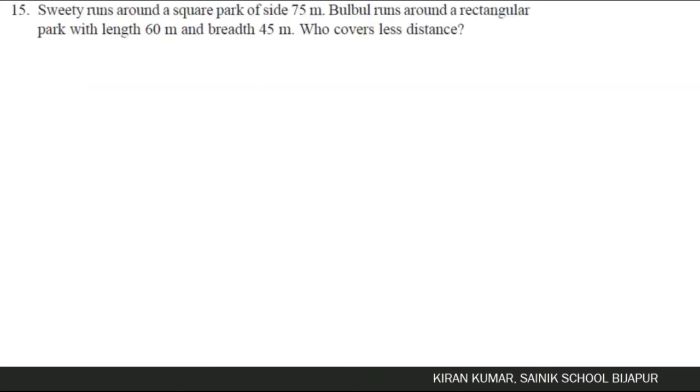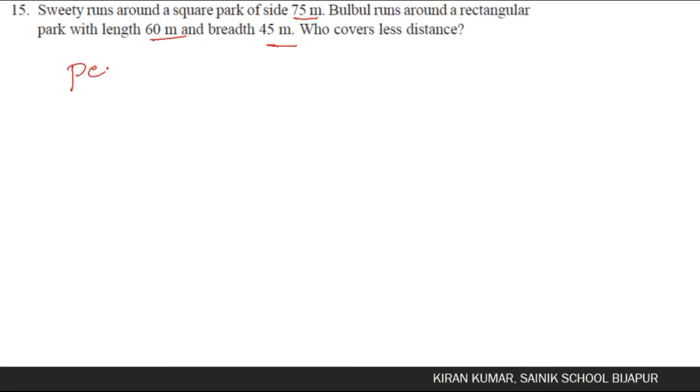Question number 15. Sweetie runs around a square park of side 75 meter. Bulbul runs around a rectangular park of length 60 meter and the breadth 45 meter. Who covers the less distance? For both the cases, we need to find perimeter.